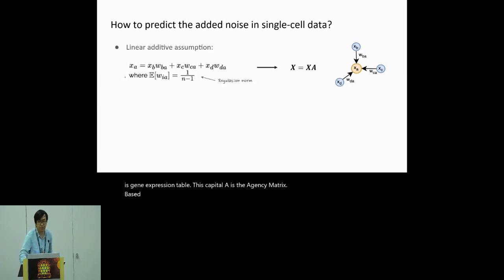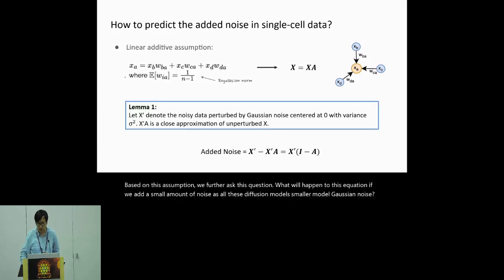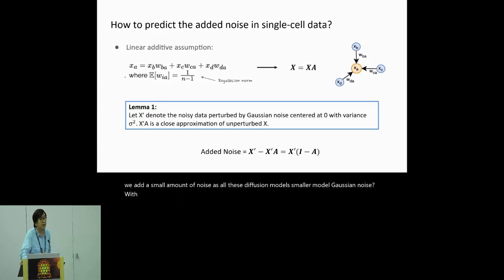Based on this assumption, we further ask this question: what will happen to this equation if we add a small amount of noise, as all these diffusion models do, a small amount of Gaussian noise? We did a mathematical proof, and we're very happy to discuss it either in the Q&A or after this talk. But here is a conclusion. If we use X prime to denote the noisy version of the data, the X prime A will be a close approximation of the unperturbed X.